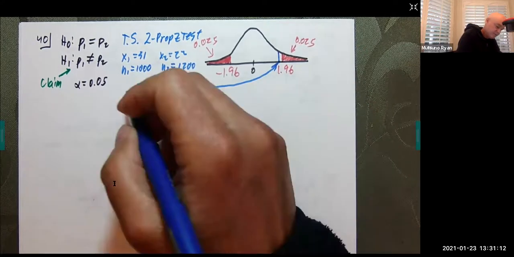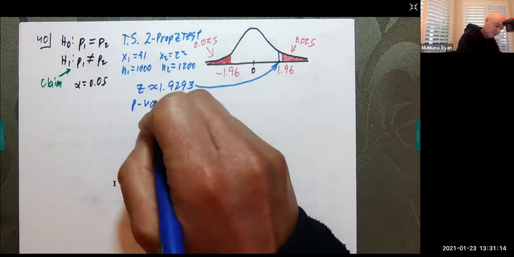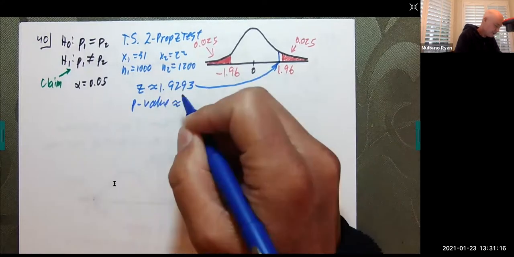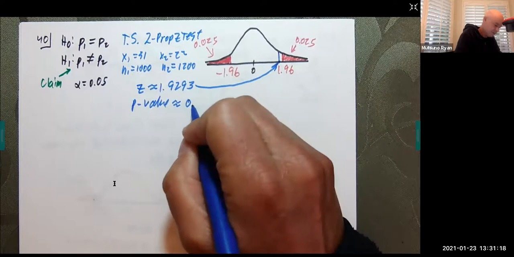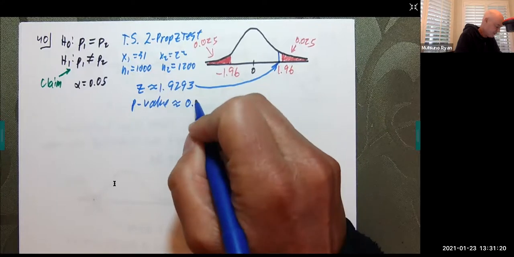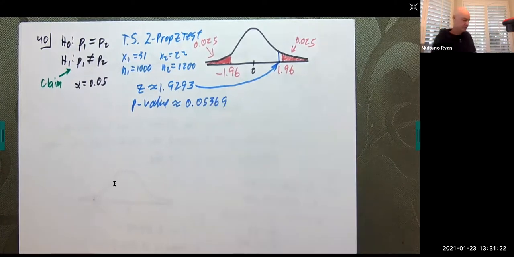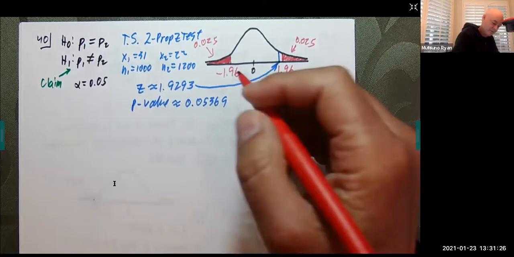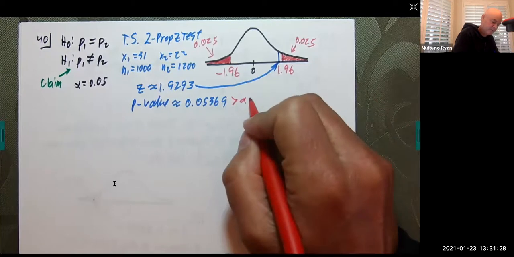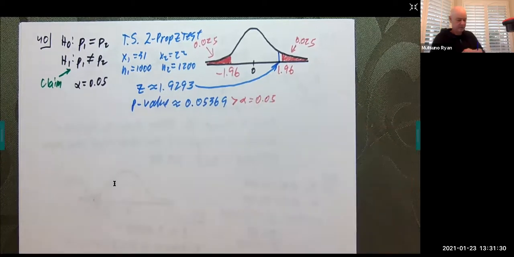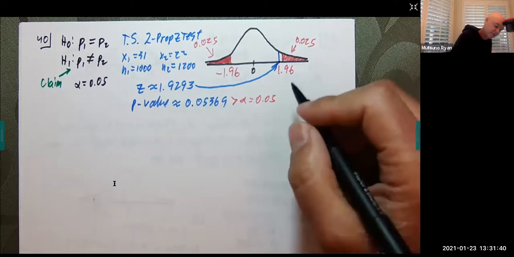And our p-value is 0.05369, which is just barely bigger than our alpha. This one's close. Had we chosen our alpha to be 0.01, we would have easily been able to reject the null, but not quite close enough in this case. So in this case, we're going to fail to reject.